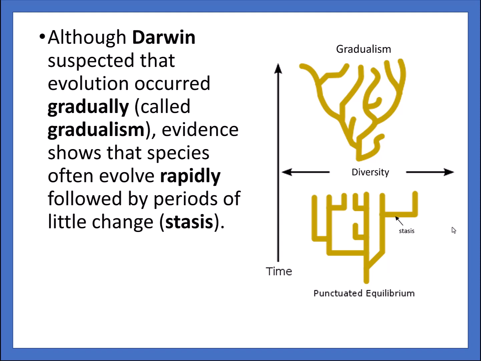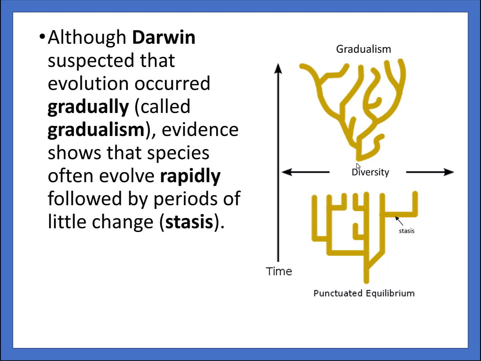Although Darwin suspected that evolution occurred gradually, which is a process known as gradualism, because he got influences from scientists that had looked at gradual changes in the earth and its surface, evidence actually shows that species often evolve rapidly, followed by periods of little change, which we call stasis.